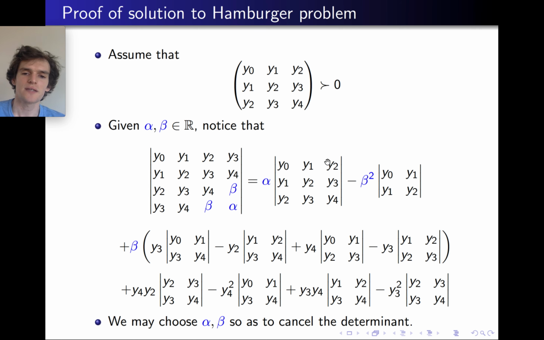The reason for that is that here, this is positive semi-definite. So that means that the determinant in particular has to be positive. And so what you really have is a second degree polynomial in beta. So beta squared multiplied by something, plus beta times something, plus some constant. Okay, and then we have alpha multiplied by some positive quantity. And so if you take some beta, you can always find some alpha that is going to cancel this whole expression.